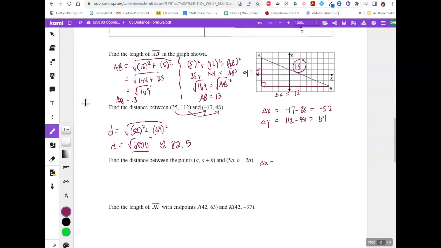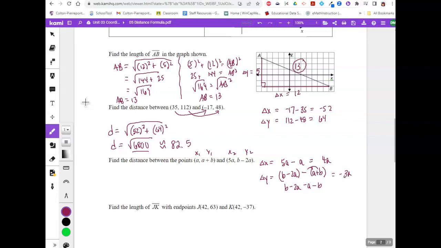So for delta x, we're going to use x1, y1, x2, y2. The change in x is going to be 5a minus a, which is just going to be 4a. And delta y is going to be b minus 2a minus (a plus b). Now notice I use parentheses there because I have to carry the minus to the parentheses. So this is actually going to be b minus 2a, and then this distributes minus a minus b. So the difference in y is actually going to be negative 2a minus a, which is negative 3a.